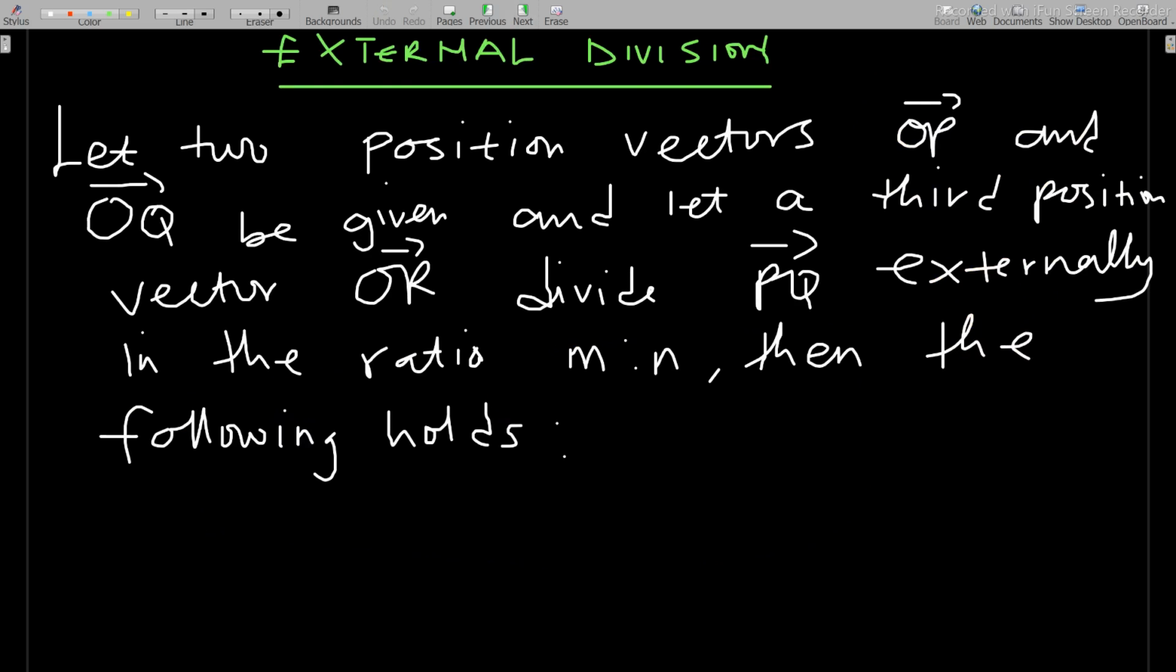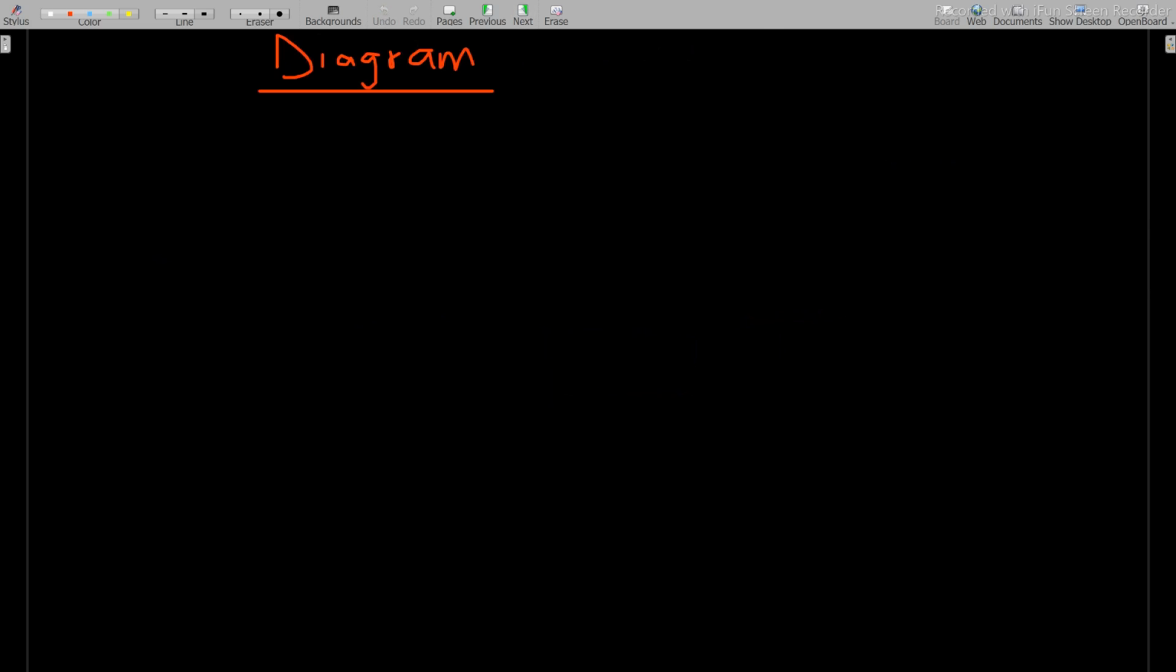Let two position vectors OP and OQ be given, and let a third position vector OR divide the line PQ, from P to Q, externally in the ratio. Then the following holds. For that one too, you go through the diagram, and after the diagram you understand.